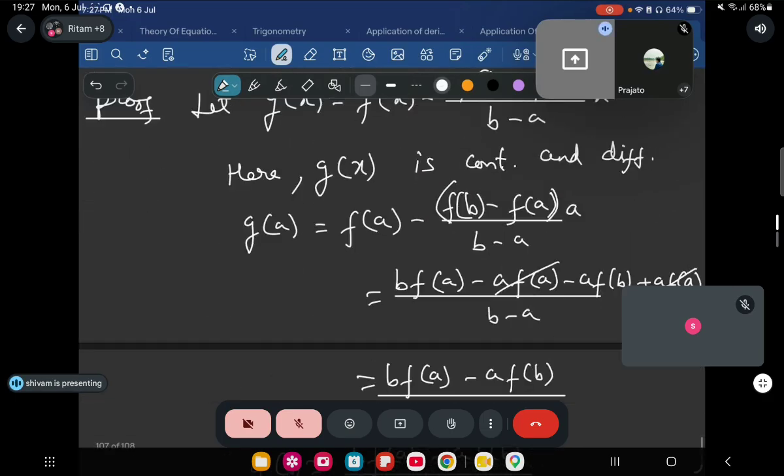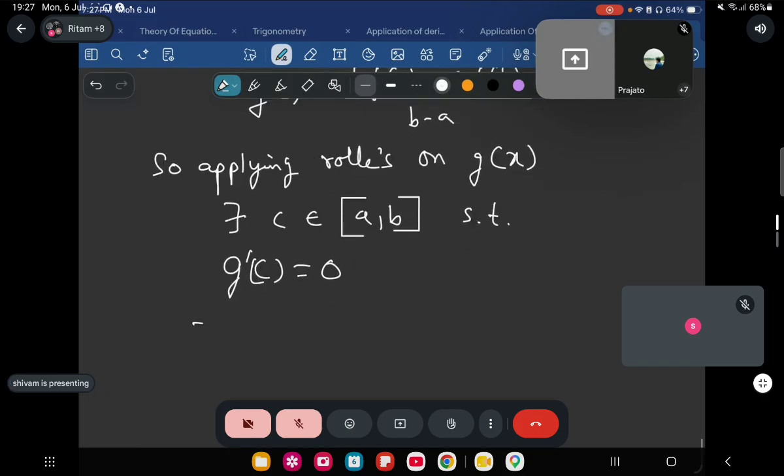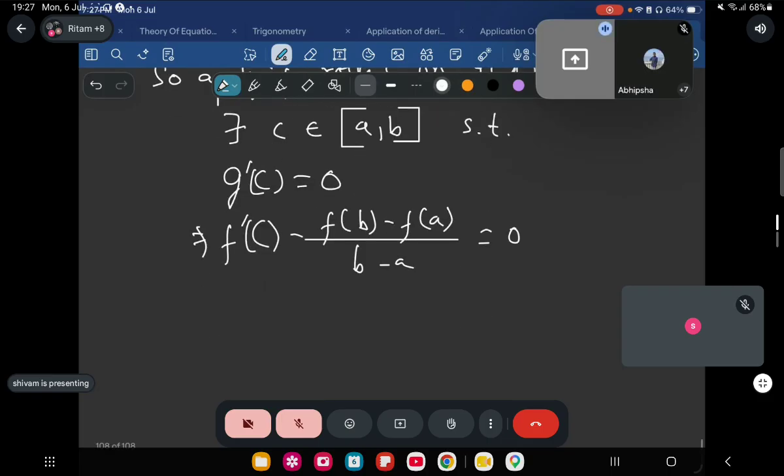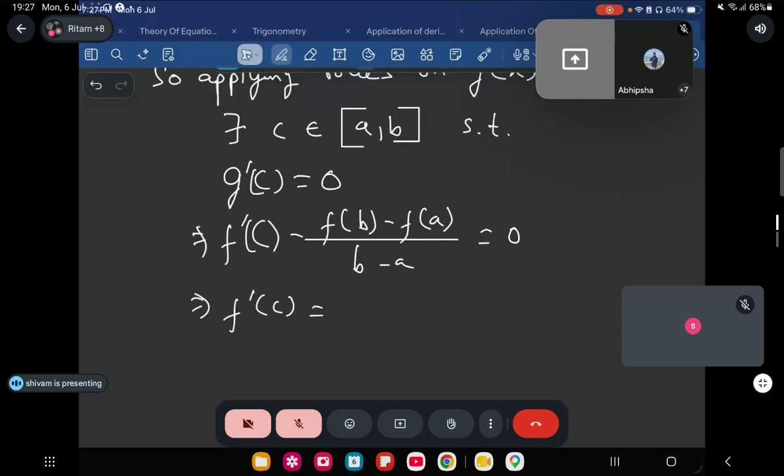If g dash at c is equal to 0, this implies f dash at c minus (f of b minus f of a) upon (b minus a) should be equal to 0. Right, is it clear? Yes, sir. So from here we'll get f dash c is equal to the whole result.